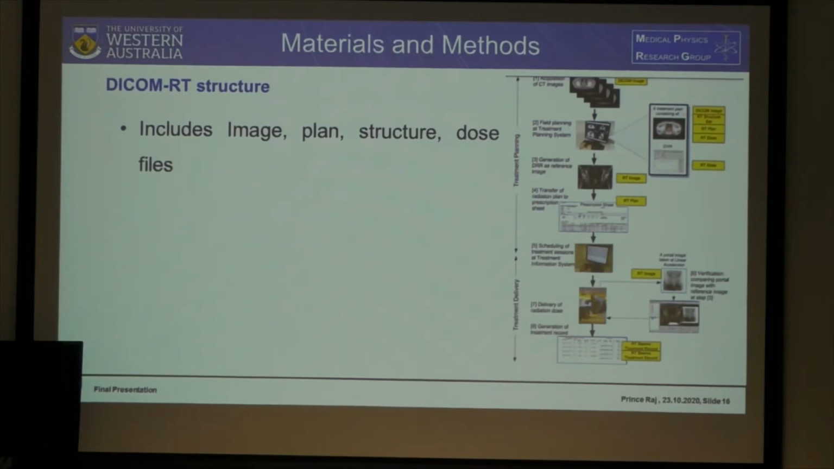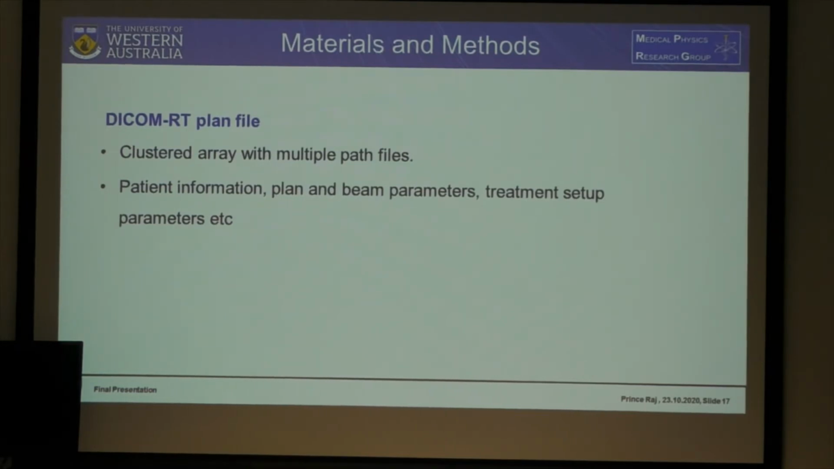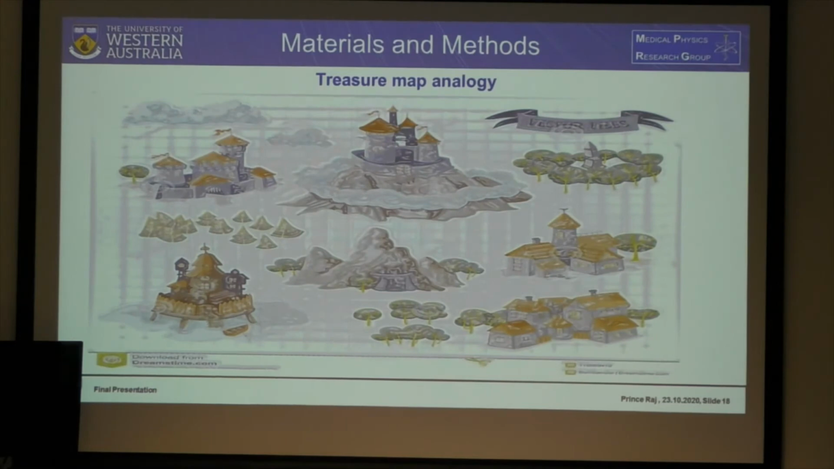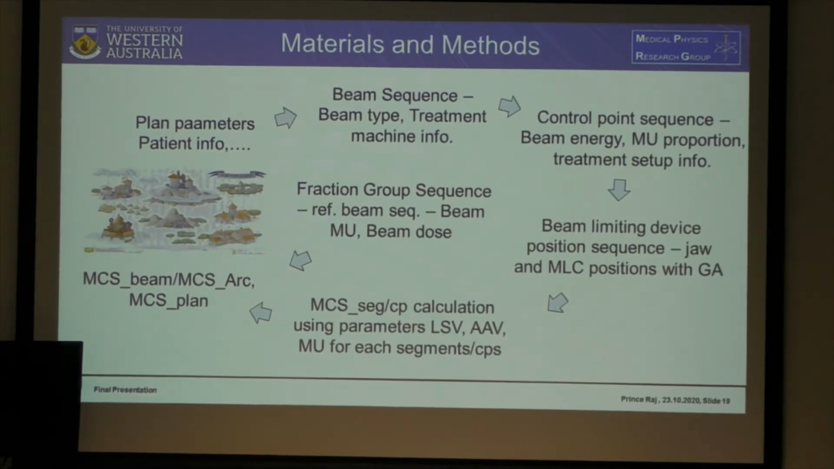For materials and methods, we use the DICOM-RT plan files. DICOM-RT basically includes image, plan, structure, and other files, which are used in various parts of the treatment planning. Among them, the RT plan file essentially consists of the treatment plan itself, which includes the beams, the plan parameters, and the patient information. As a treasure map analogy for the DICOM information extracted: initially we have the plan, we get into the plan parameters, and then the beam sequence consists of the beam type and the treatment machine information, which leads to the control point sequence, which has the beam energy and monitor unit proportions, which then leads to the beam limiting device position sequence, such as the MLC positions.